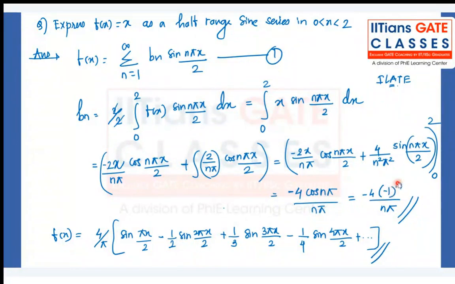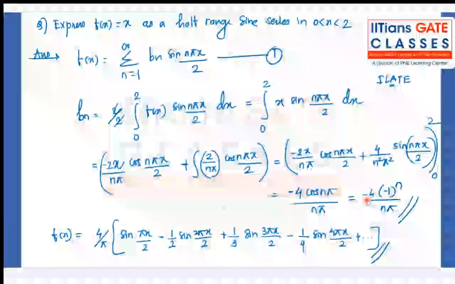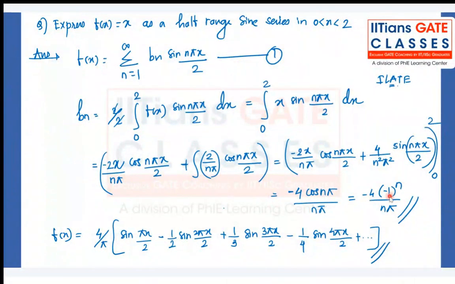You know, cos of n pi is minus 1 raised to the power n. So overall, your bn value looks something like this, which is minus 4 into minus 1 raised to the power n divided by n pi. Now 4 by pi you can take common, and b1 will be what? b1 will be 1 into sine of n pi by 2. b2 will be what? Minus of 1 by 2 into sine of 2 pi x by 2, and so on. So this is how you will generate the series.